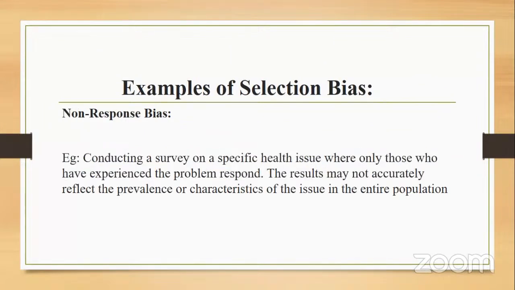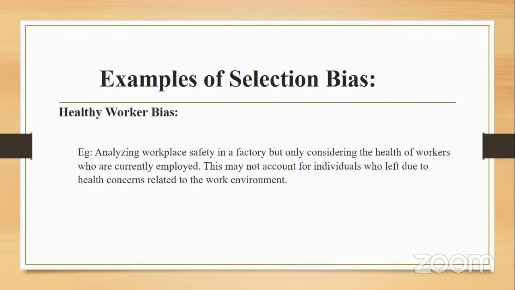Another example is non-response bias. For example, when conducting a survey on a specific health issue, where only those who have experienced the problem will respond. If we are studying some complication related to diabetes, only diabetic patients will be responding, and by that you are quantifying the prevalence of that specific attribute you are concerned about, and not studying it in the general population. And again, you cannot generalize your results.